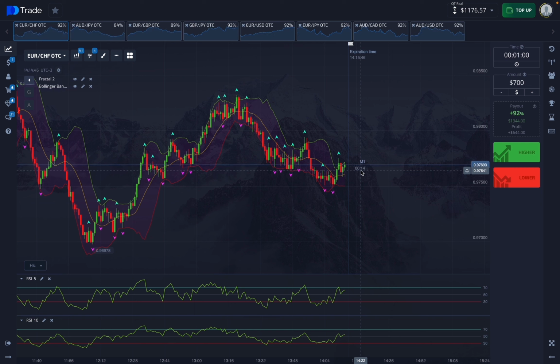Also in our analysis today are such indicators as fractal with default settings, Bollinger Bands with a 13 period and deviation of 2, and a couple of RSI oscillators. One we have with a period of 5, the second with a period of 10. The oversold and overbought areas are also left at 30 and 70. We will start with a deal of $700. Let's get started and select our first currency pair.